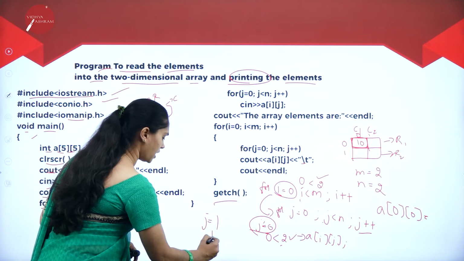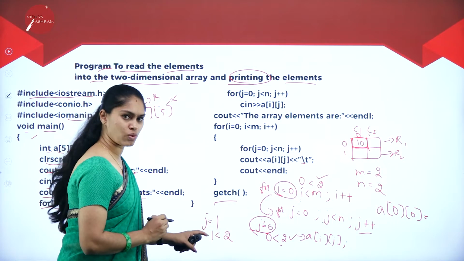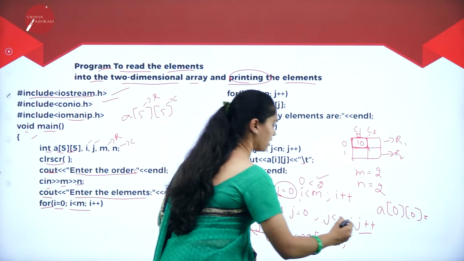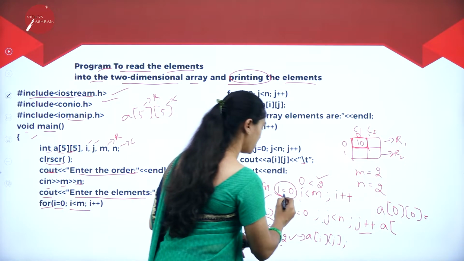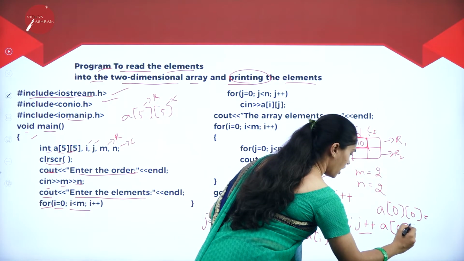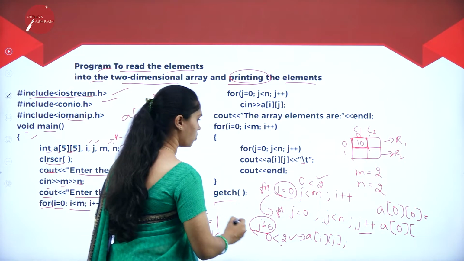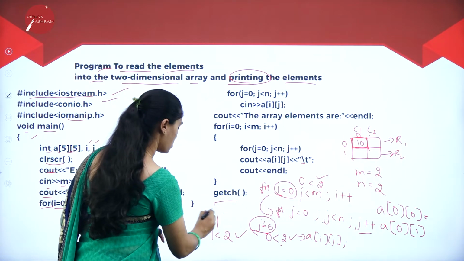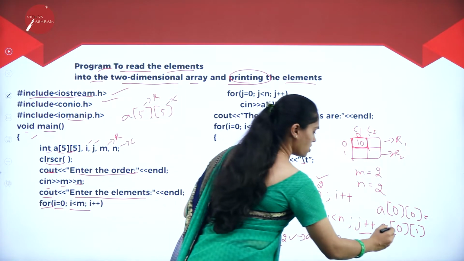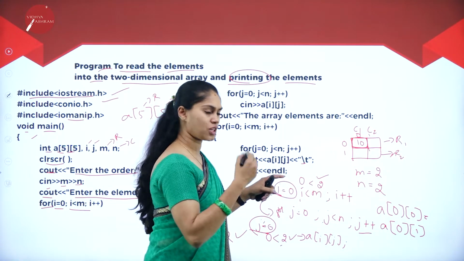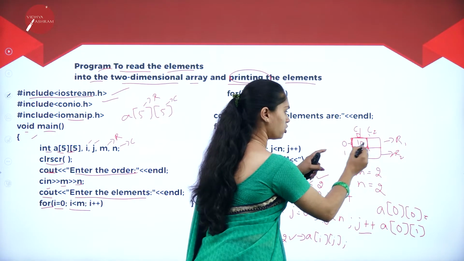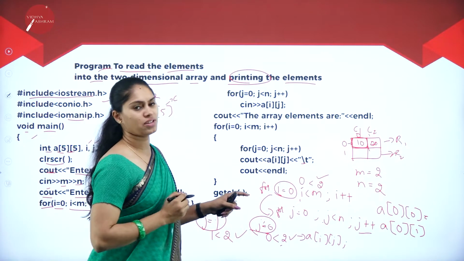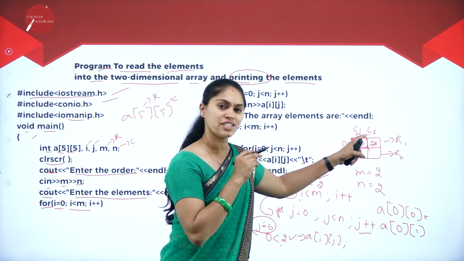Again, I am going to check, is 1 lesser than 2? It is true. If it is true, then it will take the value, where i value will be 0 itself, a of 0 and j value is going to be 1 now. Initially it was 0, plus 1 becomes 1. So now the j value is 1. So 0 cross 1. What is the location of 0 cross 1? It is in the 0th row, first column. So it is giving an access in order to give the input to the second element of the same row.